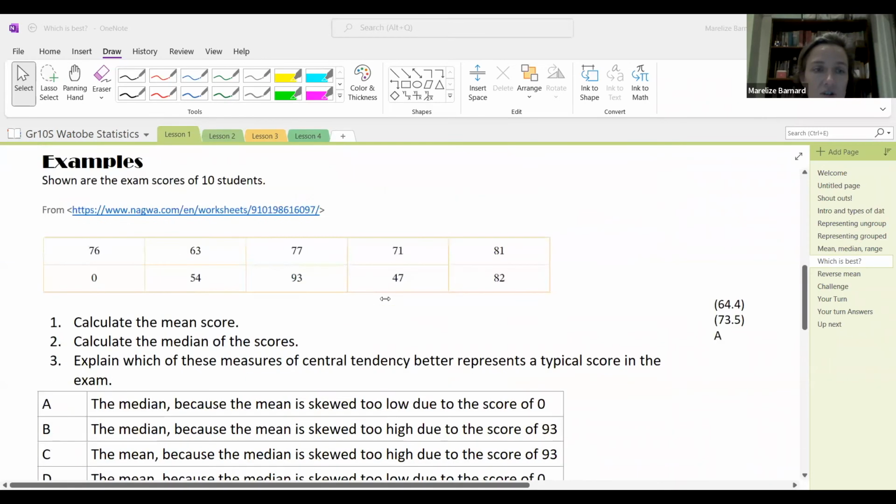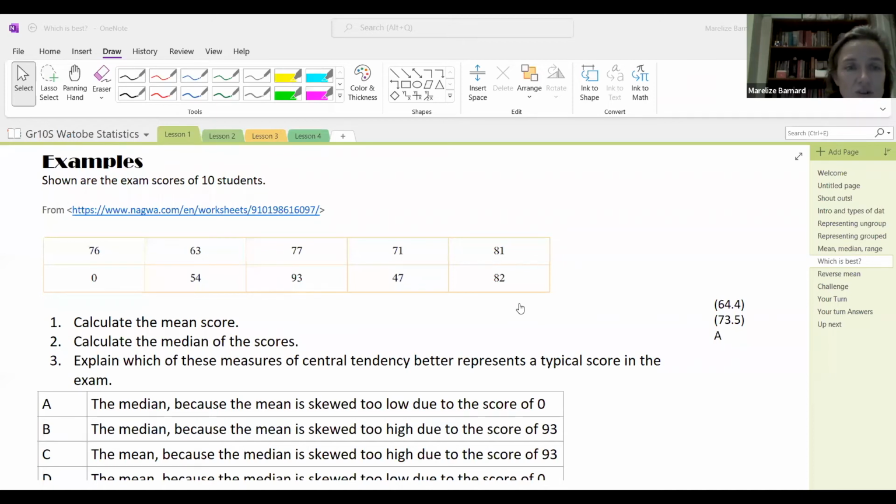So let's do a quick example. Let's use this one here. So here are the exam scores of 10 students. We're going to calculate the mean score in question 1. Let's do that first. I think we are all very good at using our calculator. We're just going to add up and divide by 10.